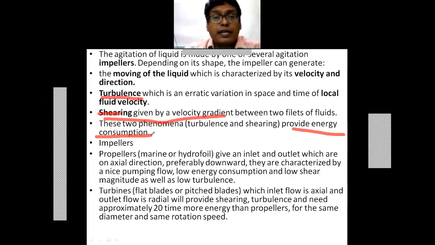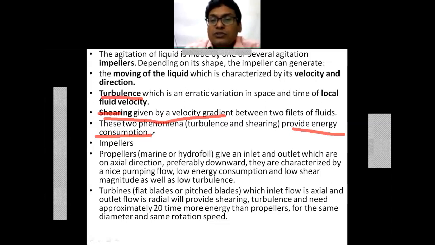My energy should be used to make the concentration uniform, and it should not be wasted in turbulence and shearing. So we have to create only as much turbulence as will be helpful for achieving the uniform concentration. Excess turbulence will lead to loss of energy and loss of power consumption.